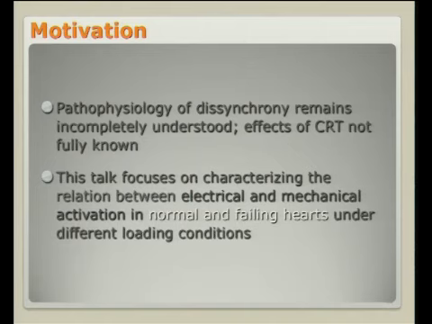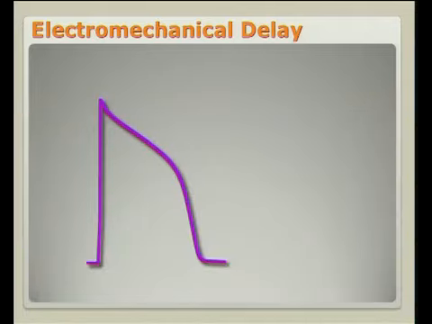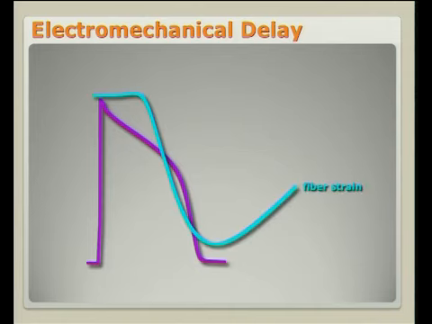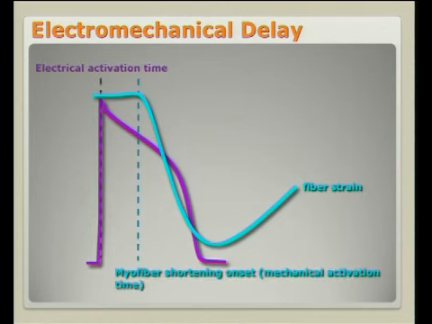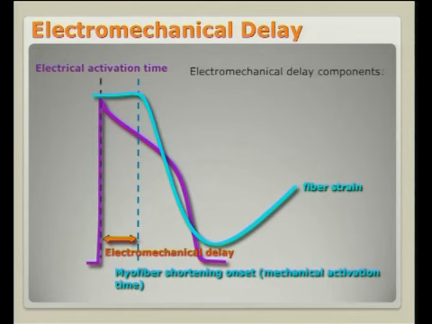So in this talk, I focus on characterizing the relationship between the electrical and mechanical activation in the normal and failing hearts under different loading conditions. When a myocyte is activated, an action potential is generated. Contraction follows shortly after that. The myocyte begins to shorten. There is, however, a delay between the electrical activation time and the mechanical activation time, which is termed electromechanical delay.